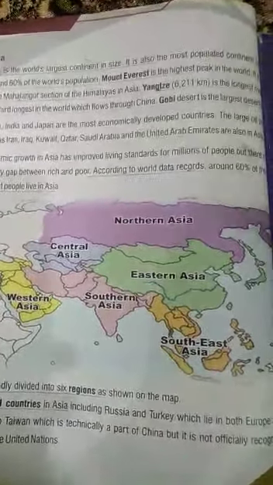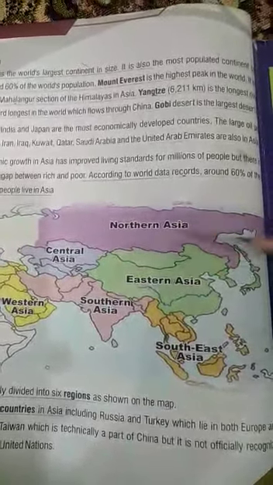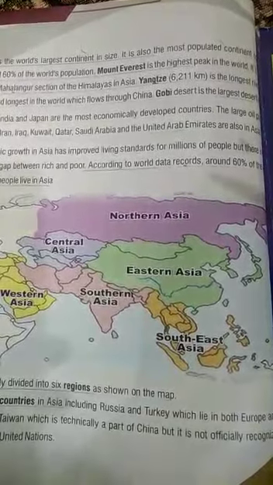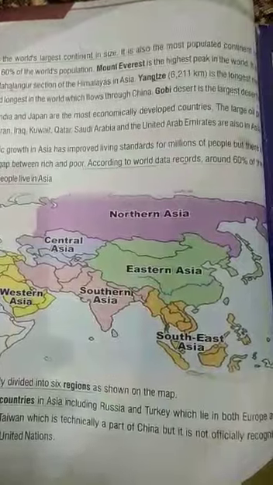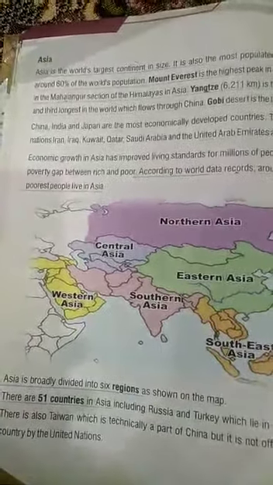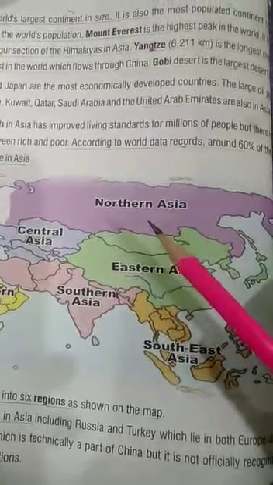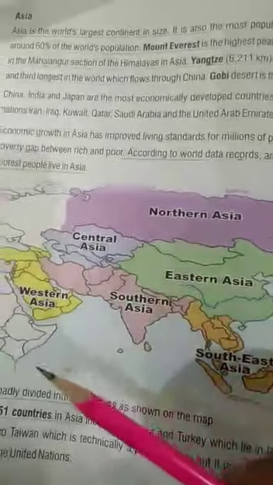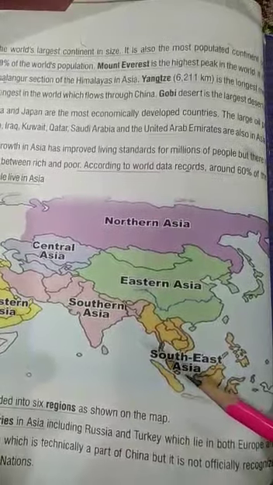Why was Asia further divided into these regions? Because of its directions. As you know, Asia is the largest continent, so there was a need to divide Asia into regions. So, as I have told you, there are 6 regions. Let's take a look at these regions: Northern Asia, Central Asia, Eastern Asia, Western Asia, Southern Asia, and Southeast Asia.